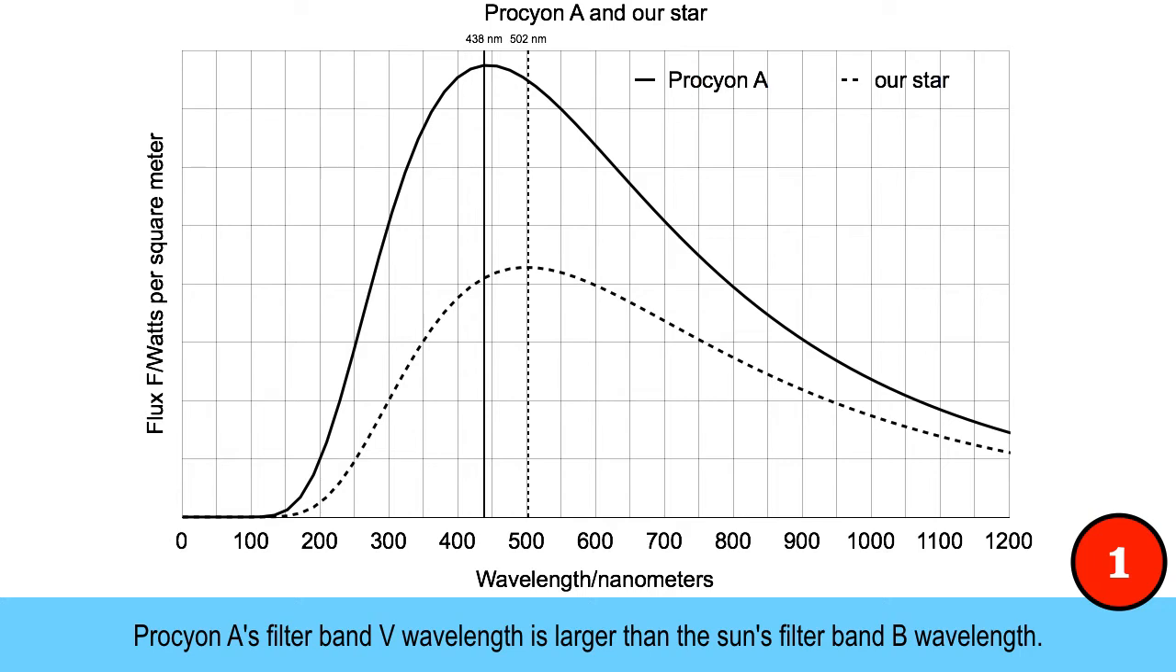But they didn't quite get it right because of the filter band wavelength. I think they're talking about this peak wavelength, but they didn't use the word peak wavelength. Let me get my cursor over here. This peak wavelength, I think that's what they're thinking about. They did something else. All right, filter band V wavelength. And same over here with sun's filter band B wavelength.